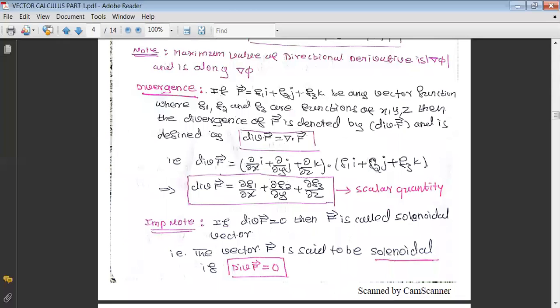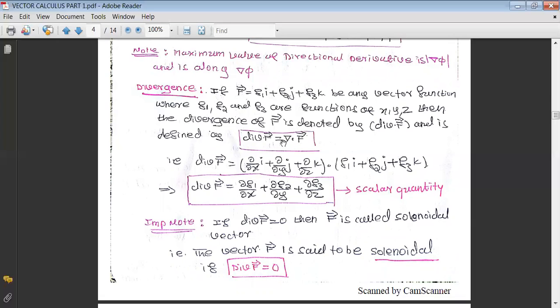Now there is one more important concept, called divergence. Let f = f1 i + f2 j + f3 k be any vector function, where f1, f2, f3 are the components of f, i, j, k are the unit vectors along the coordinate axes, and f1, f2, f3 are functions of x, y, z. Then the divergence of f, denoted div f, is defined as the dot product between ∇ and the given vector.